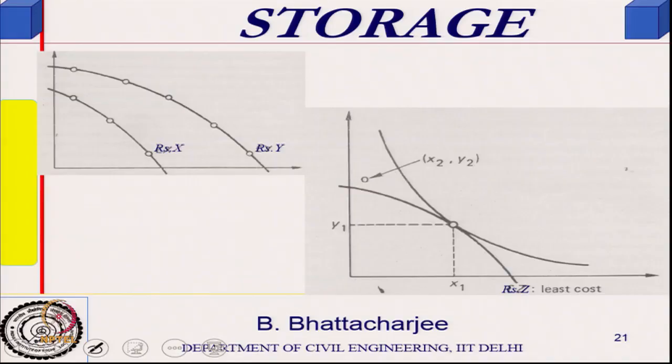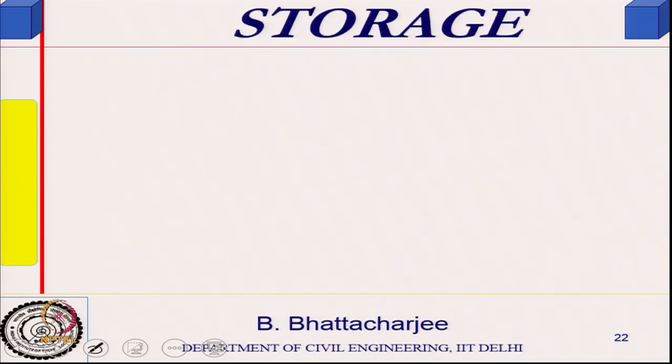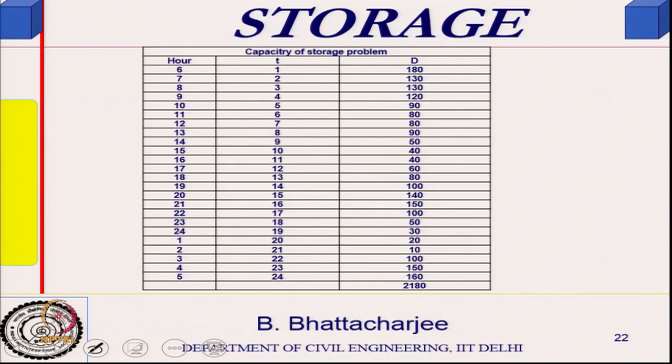Let us see a simple example problem. Let us say this is my supply rate, and this is my time: 1, 2, 3, 4 up to 24 hours. So, hourly demand is known to me. It is 180, 130, etcetera. This is known to me for whatever unit it could be.